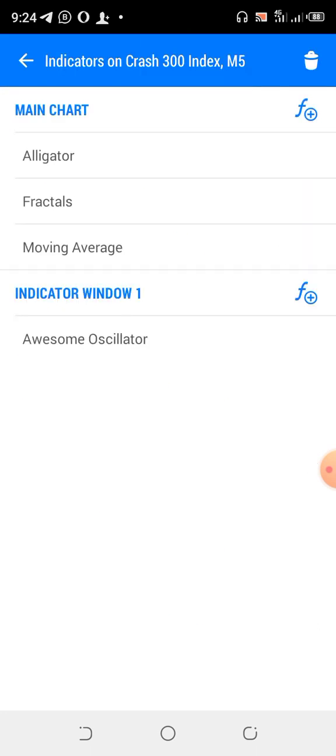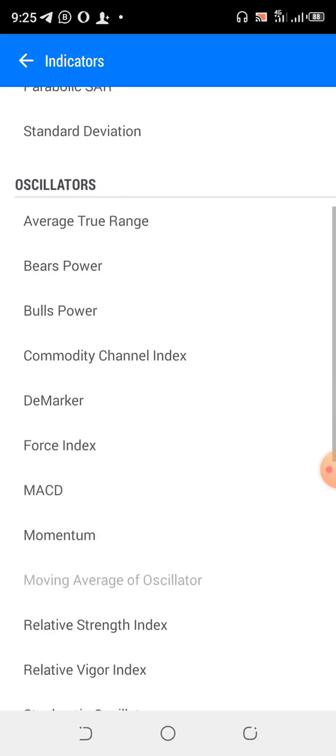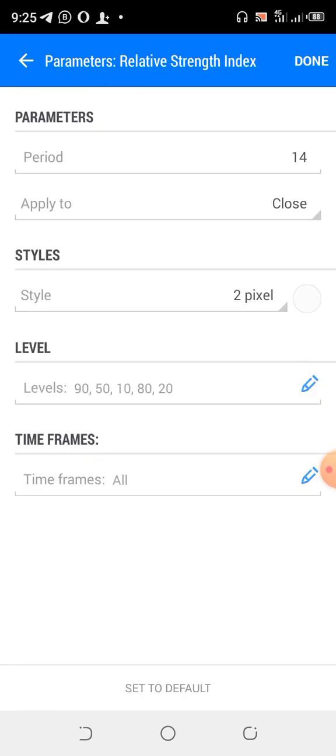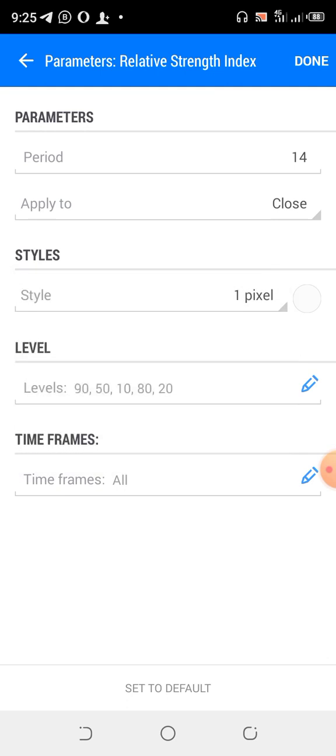Now let me go back again to add another thing which I'm going to use as my indicator window 2. I'll go to the first F plus, go to indicator, then I'm looking for RSI. That RSI, which is relative strength index, the period is 14. The style I am using is background color.